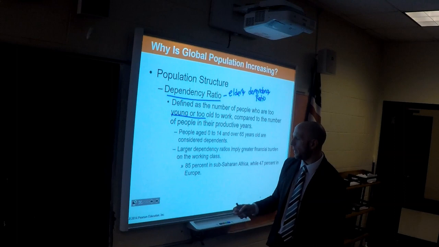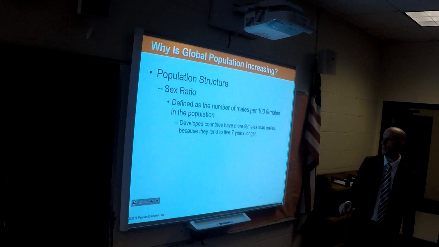And you can usually use population pyramids to see this. Maybe we'll see an example in a second. We just talked about sex structure.